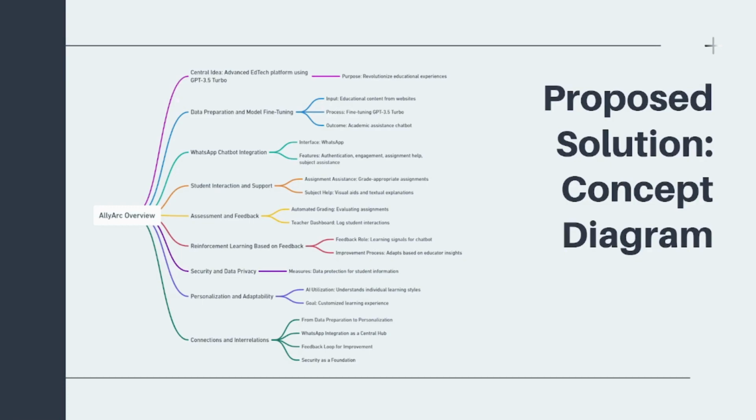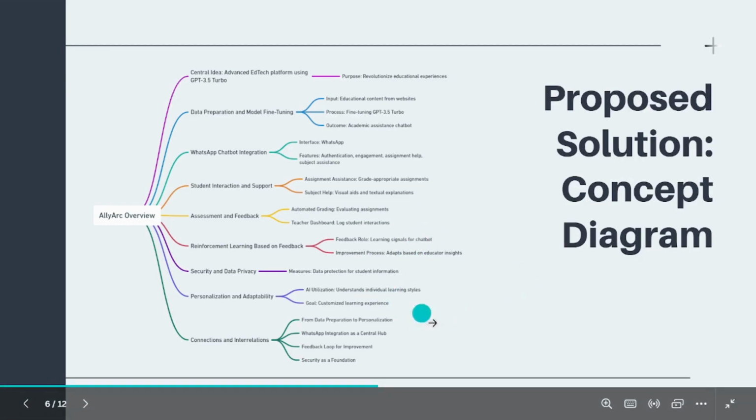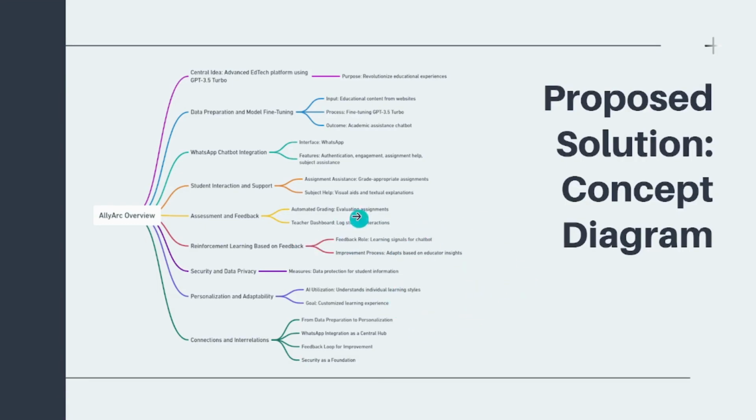So automatically grading, because whatever questions the teacher has inputted can be graded, and also all of the interactions are saved in the dashboard so the teacher can give feedback. So that's where the reinforcement layer comes in, where it's a learning signal for the chatbot, and based on what the educator gives as insights, that improves the interaction of this chatbot with the student.